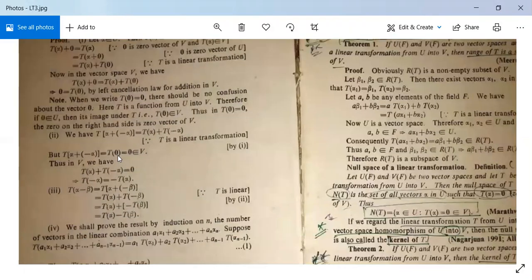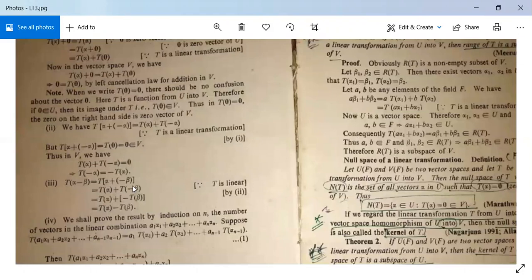See, third, T(α − β) can be written as T(α + (−β)), and it is equal to Tα + T(−β). Why? Because T is linear. It is equal to Tα + (−Tβ) by property 2, and this can be written as Tα − Tβ. So it is proved.